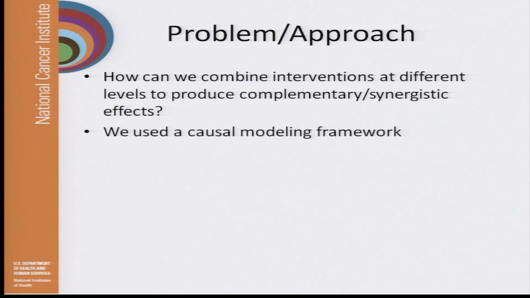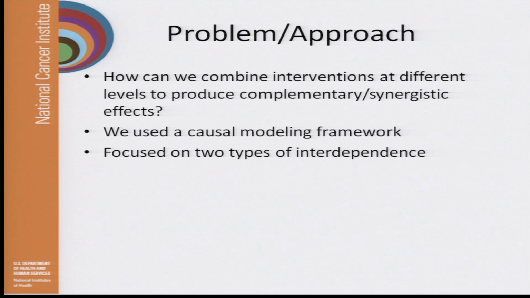So using a causal modeling framework, we describe in the paper, and I'll briefly touch on it during this 10-minute presentation, five strategies for increasing the potential complementarity or synergy among interventions that operate at different levels of influence. Given the importance of interdependence in the social ecological framework, we focus on two types of causal relationships, mediation and moderation. To illustrate the potential strategies, we focused on multi-level interventions designed to improve the quality of treatment for locally advanced rectal cancer.